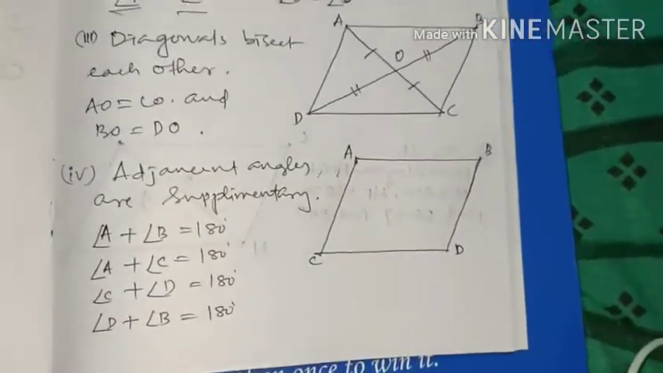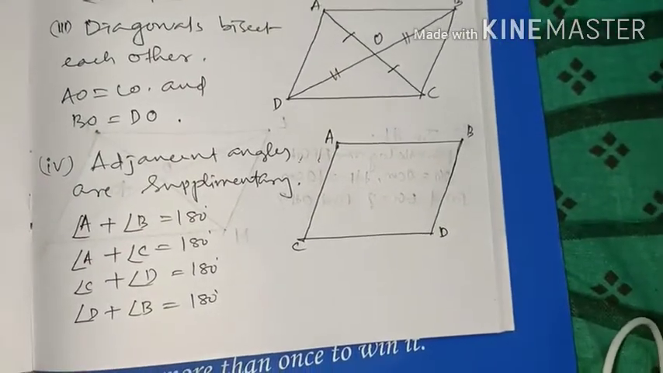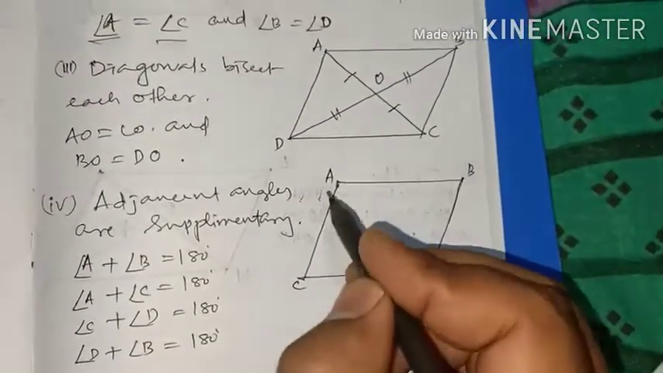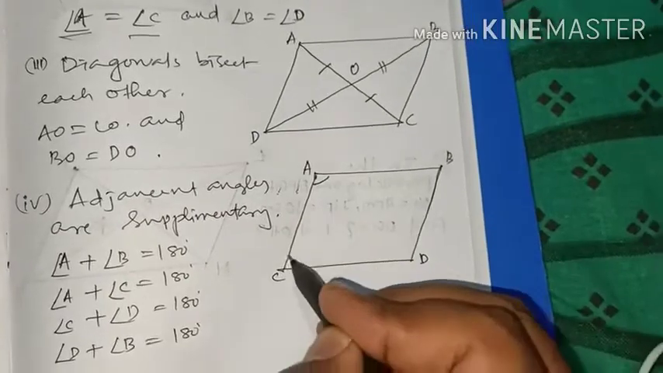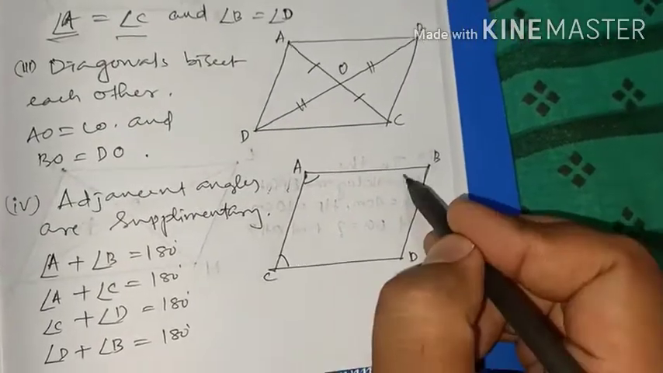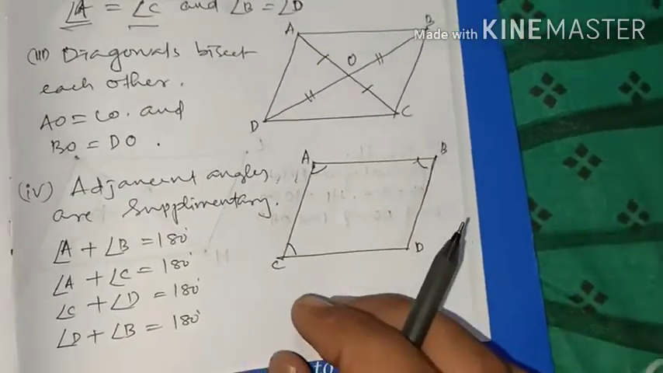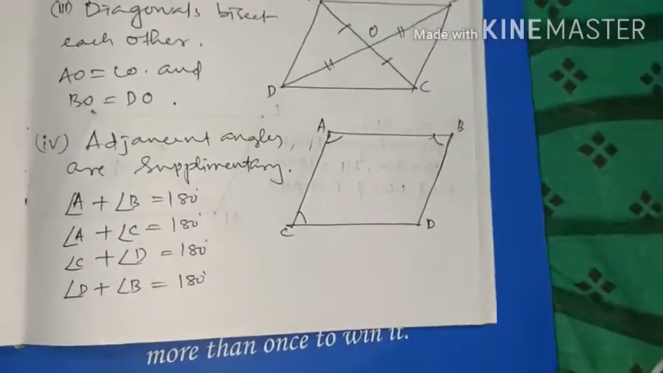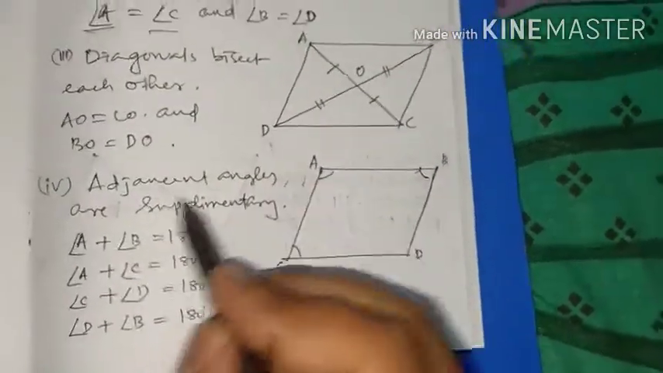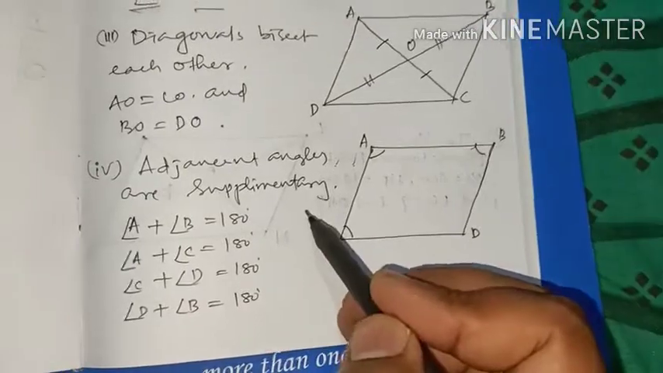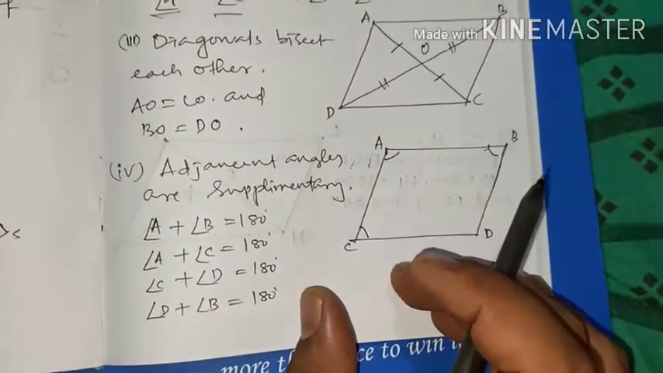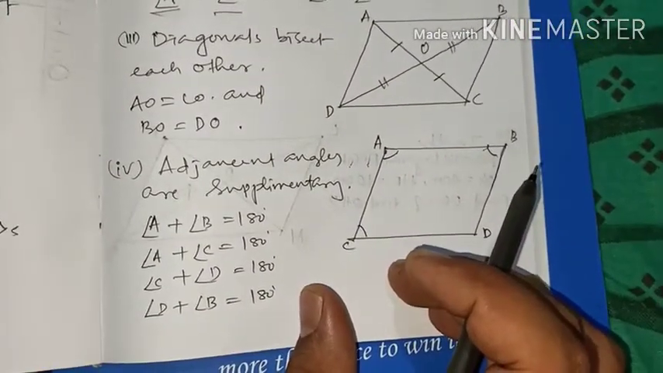Next, adjacent angles are supplementary. You know about adjacent angles, I have already told you. What are adjacent angles? A and B are said to be adjacent angles. The angles which are not opposite are said to be adjacent angles. So adjacent angles are supplementary. You know that if the sum of two angles is equal to 180 degrees, then we can say that both are supplementary to each other.